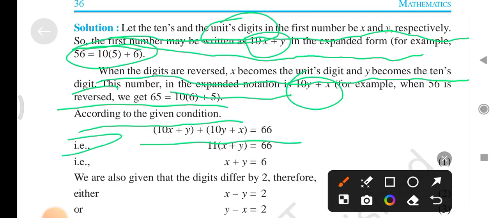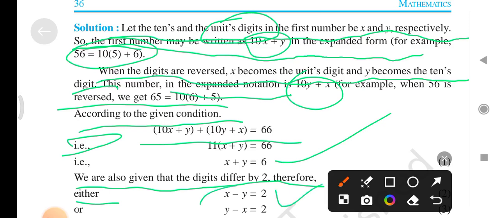That is, 11x plus 11y is equal to 66, so x plus y is equal to 6. We are also given that the digits differ by 2, therefore either x minus y is equal to 2 or y minus x is equal to 2.